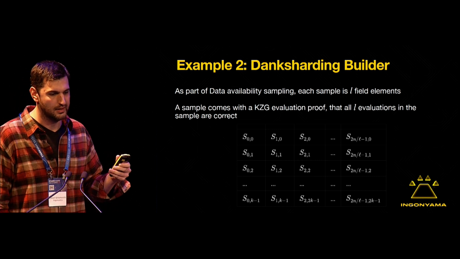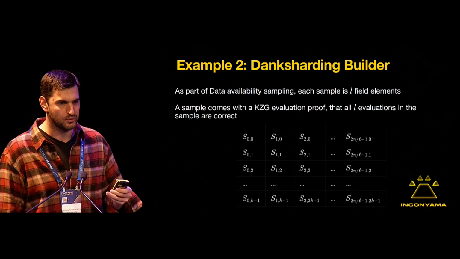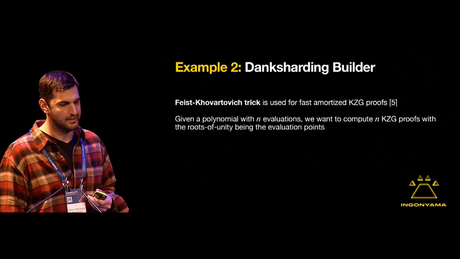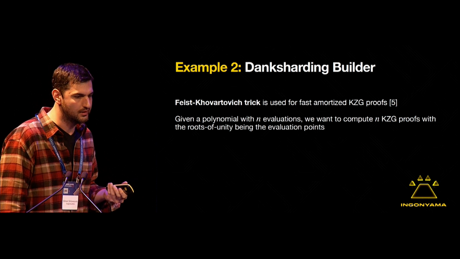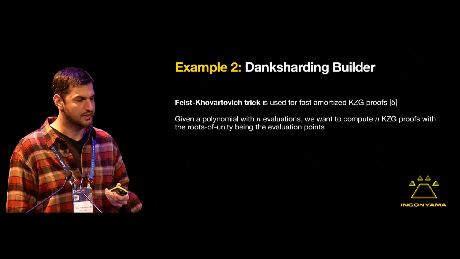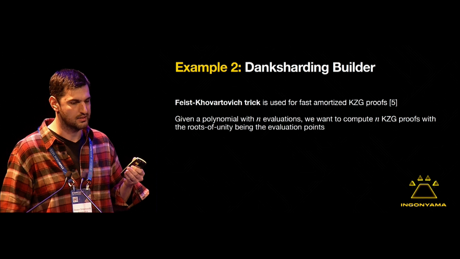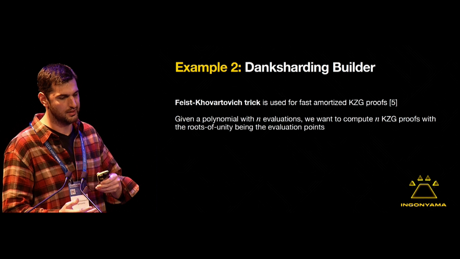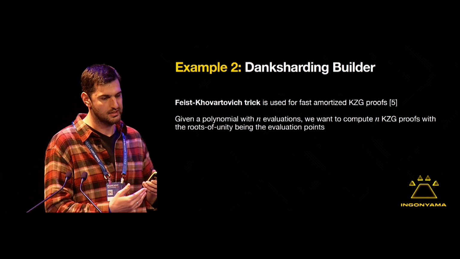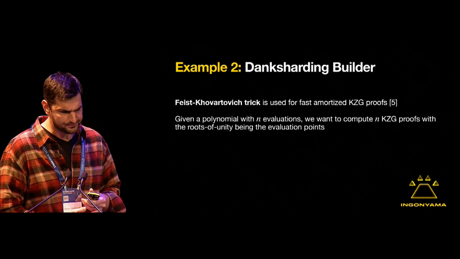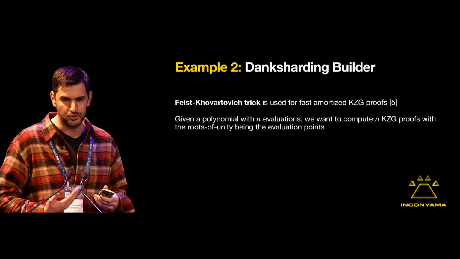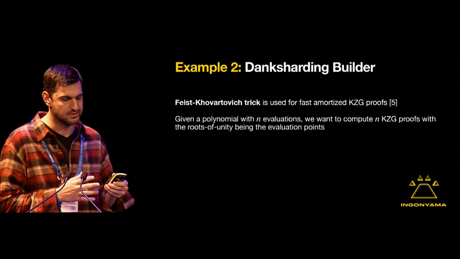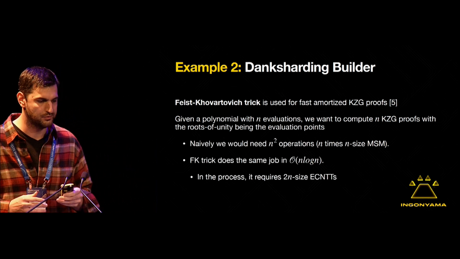Again, I don't have time to explain how this works, but this is something that happens quite often in Danksharding. And here we have the Feist-Khovratovich trick, which is really nice, and here I'm using index n instead of L. If I have a polynomial with n evaluations and I want to compute n KZG proofs at the roots of unity, this is exactly what I can use this trick for.